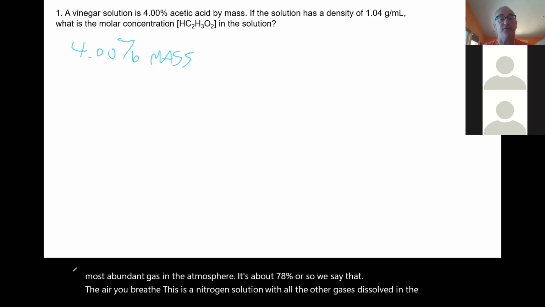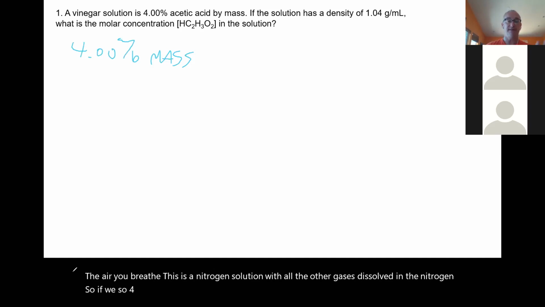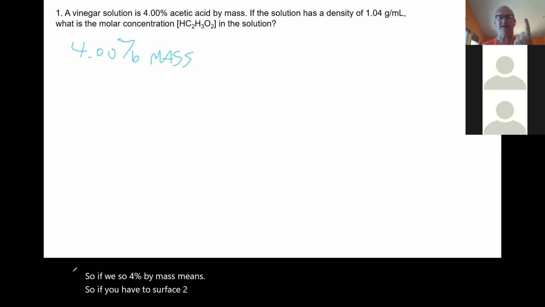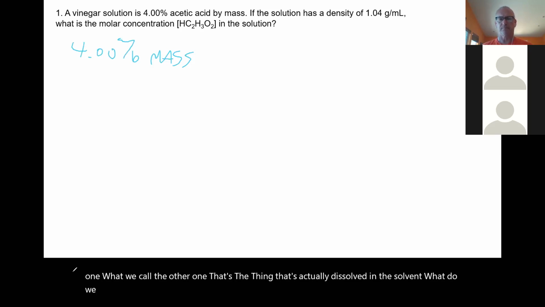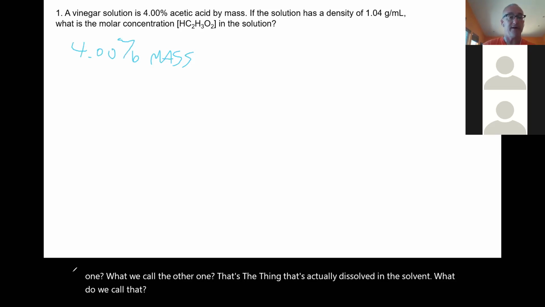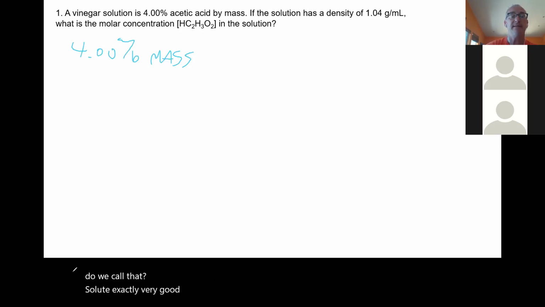So 4% by mass means, if there are two parts of a solution, one is the solvent. What do we call the other one? Anyone know what we call the other one? The thing that's actually dissolved in the solvent. What do we call that? Solute. Solute, exactly. Very good. So what 4% means is the percentage of the mass of the solute over the mass of the solution.